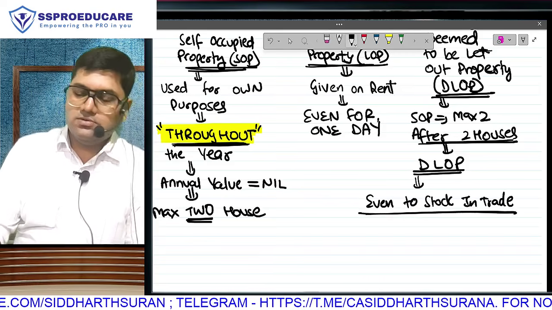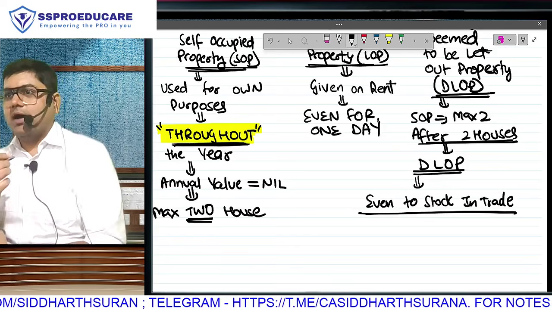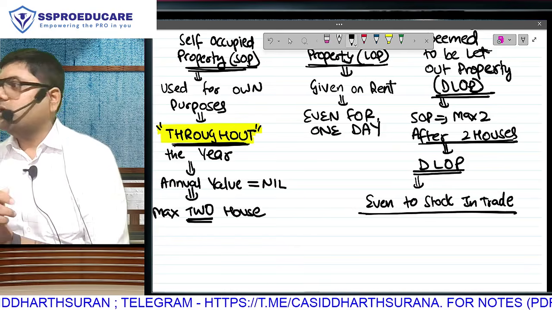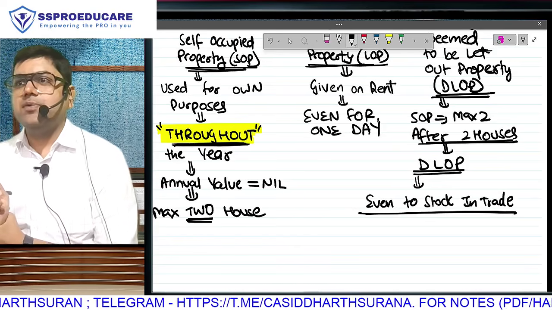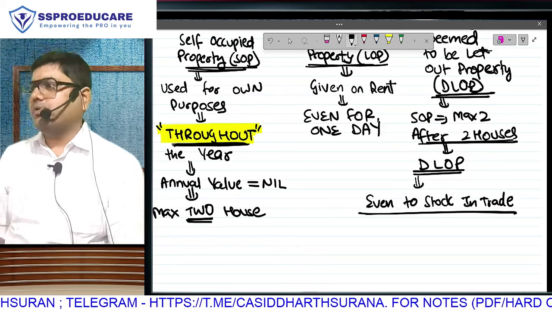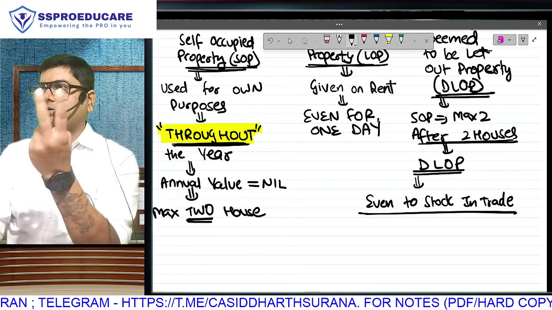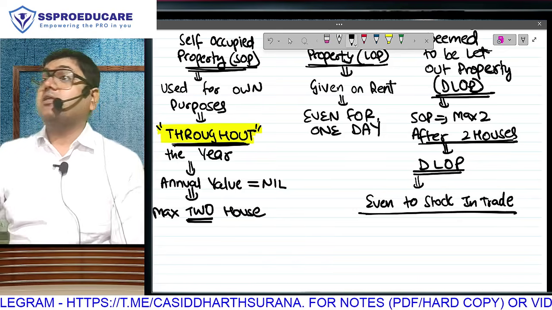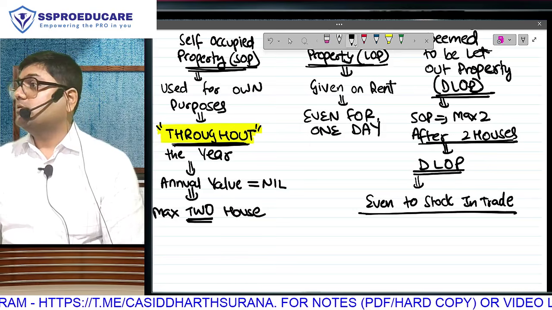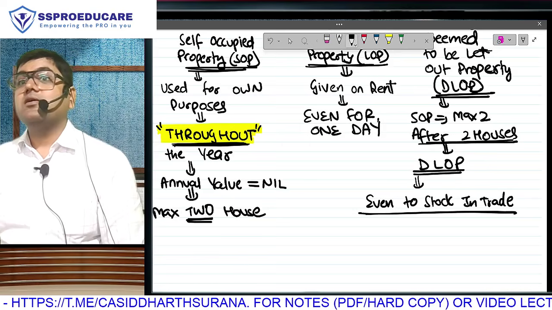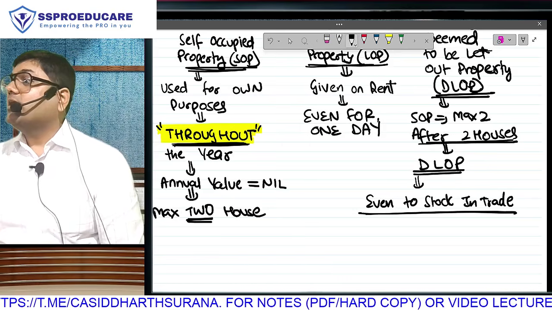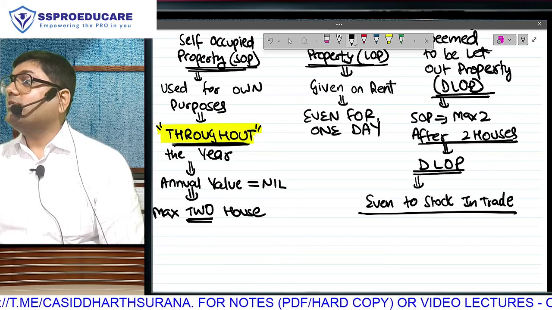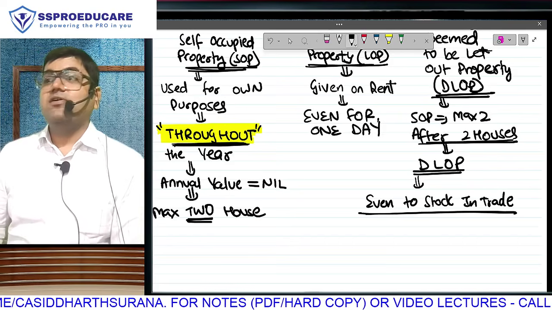Once you buy a property, do not keep it locked. If you keep it locked, we will apply DLOP. But obviously, in the total picture there are 2 SOPs. So after 2, it will be DLOP. So in a builder's project there are 100 flats. 2 SOP. Can you believe this? The remaining 98 will be considered as DLOP.